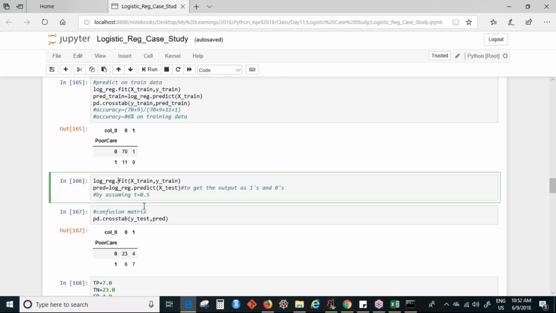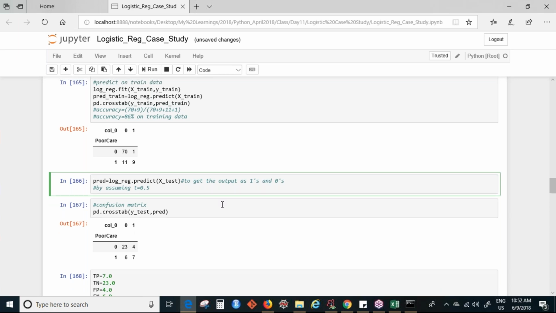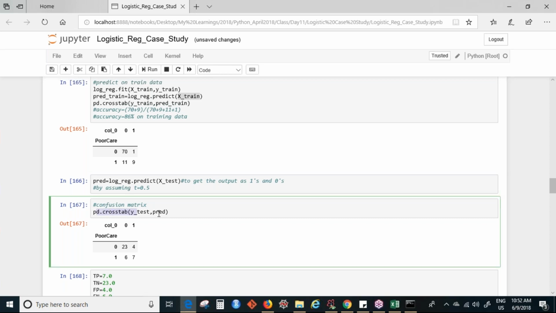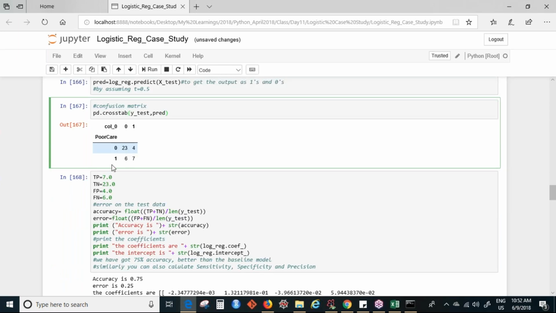Similarly, I can predict on the test data also. This step was not required, you don't need to fit it again. So I'm predicting on the test data now. Previously I had predicted on the training data, now I'm predicting on the test data, and then I'm computing the confusion matrix on the test data. So this is the confusion matrix on test data. So these are the parameters.